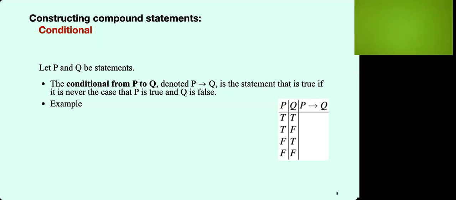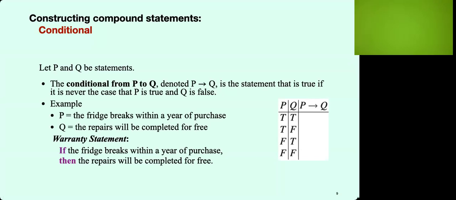Let's look at an example. This is an example I'm going to come back to many times. So my example is going to start with the two component statements, P being equal to the fridge breaks within a year of purchase, and Q, the repairs will be completed for free. And my conditional statement is going to be a warranty statement. And it says, if the fridge breaks within a year of purchase, then the repairs will be completed for free. Okay, so let's fill in together these four truth values for the conditional statement that, of course, rely on the truth or falsity of the component statements P and Q.